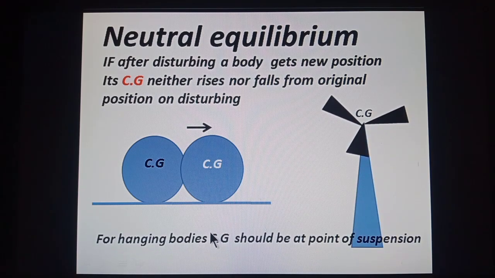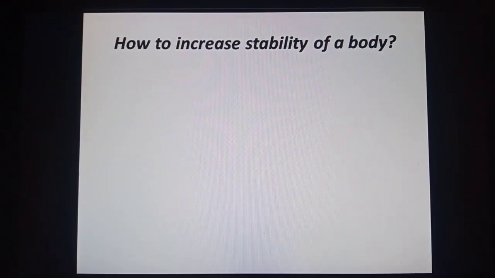Similarly, in case of hanging bodies, if the center of gravity of the body is at the point of suspension, when such a body is disturbed, it gets a new position. Look at the wings of this windmill. They are fixed here, and here is the center of gravity of this fan. So when we disturb it, the fans may get a new position, but their center of gravity will not change its position from the surface of earth. So it is the example of neutral equilibrium in case of hanging bodies. Students, let us at the last see how to increase the stability of a body.